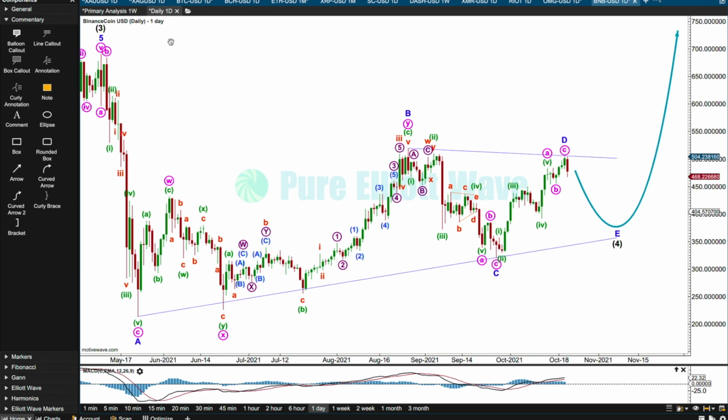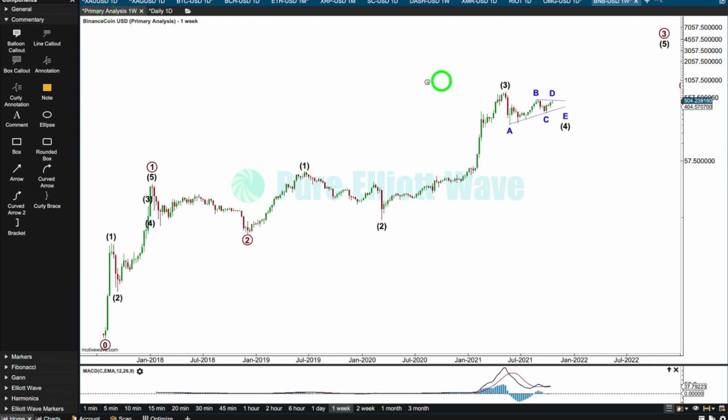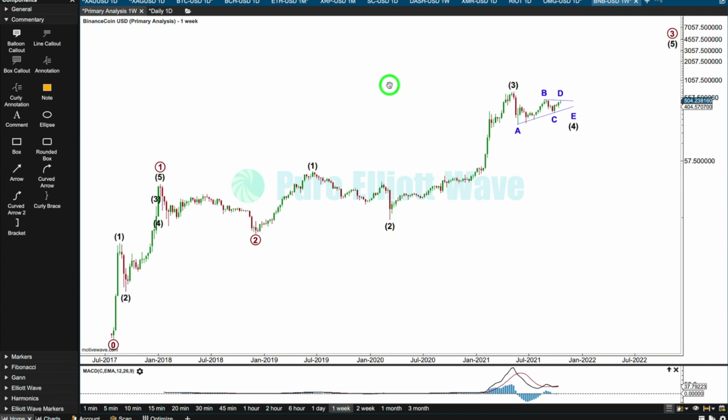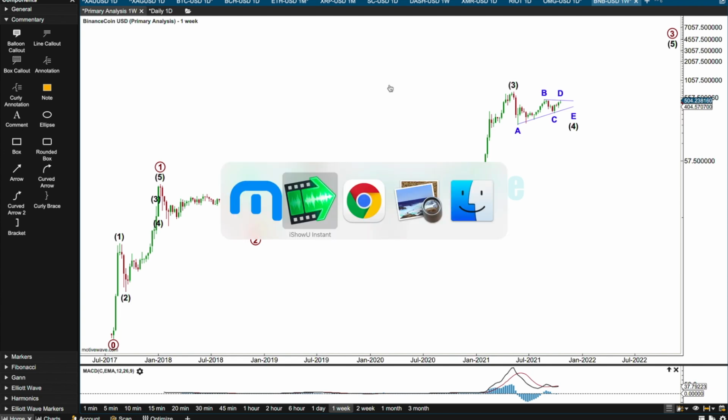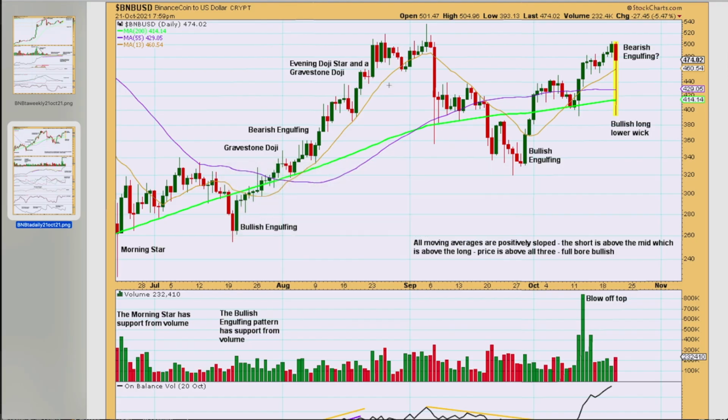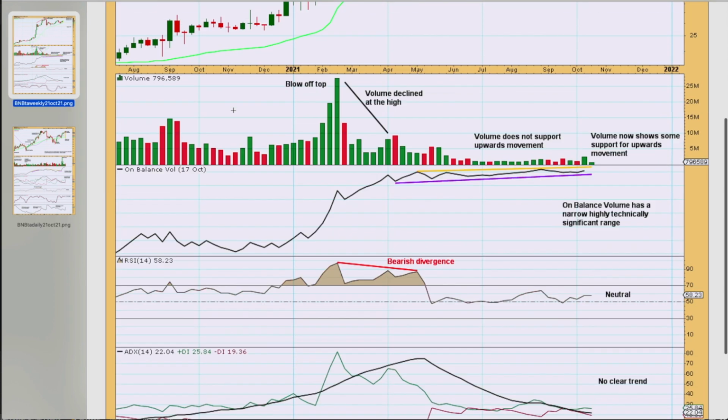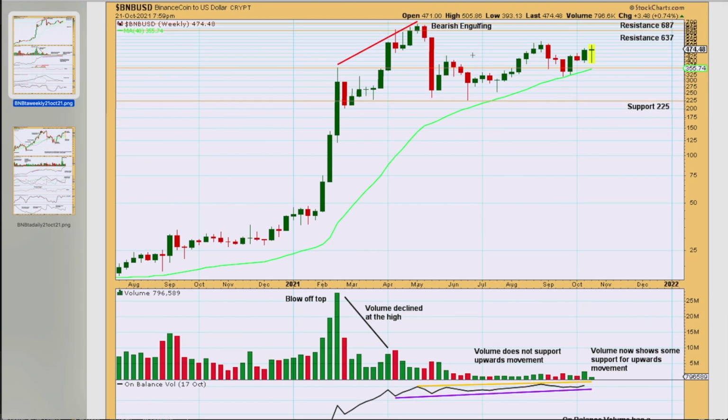Okay, I'm not going to do an alternate wave count for this relatively minor cryptocurrency. I am going to do some classic technical analysis and spend more time on that. Okay, weekly chart analysis for Binance. It's consolidating. It's been consolidating for months now, since about May.